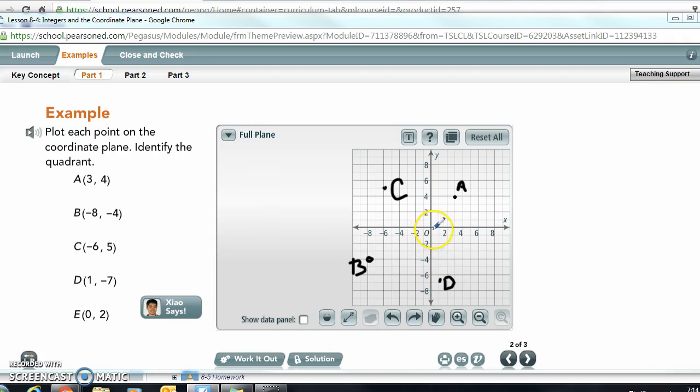I know E is at 0, left and right, and 2, up and down. So it'll be on the y-axis. This is not in a quadrant. So A is in quadrant 1, C is in quadrant 2, B is in quadrant 3, and D is in quadrant 4.